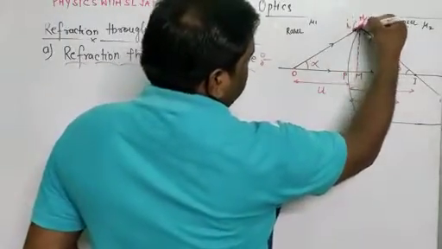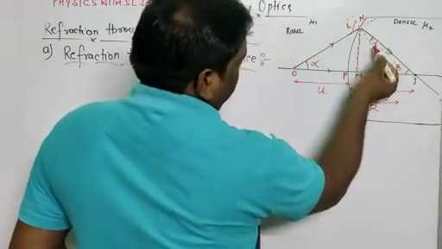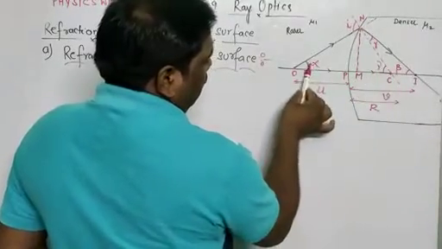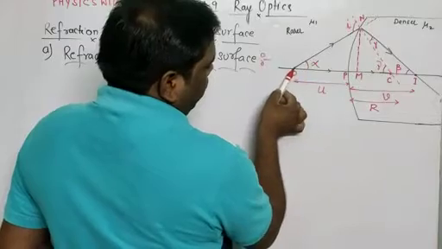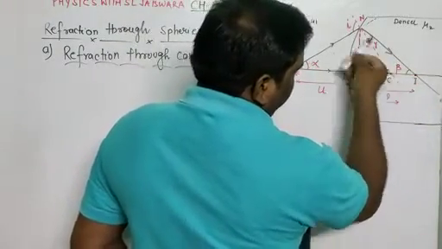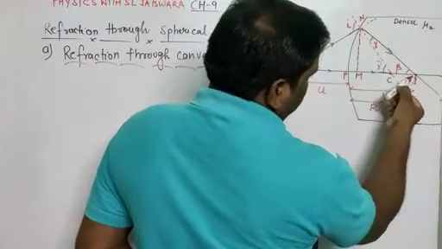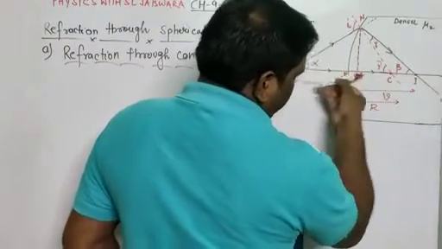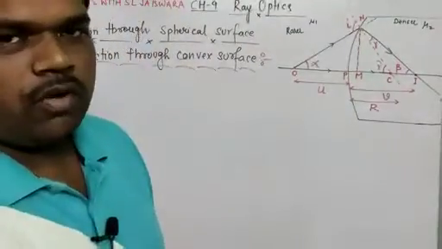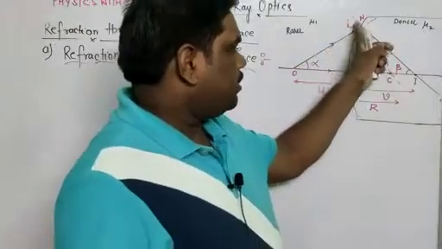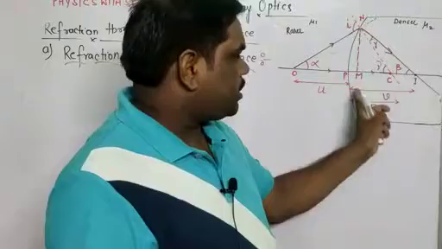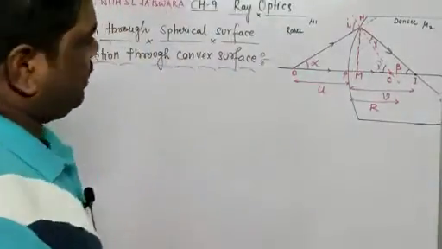See, this is the angle of incidence and this is the angle of refraction. We have taken alpha, beta, gamma. Alpha is the angle made by this point object with the principal axis. Beta is the angle made by this refracted ray or made by this image with the principal axis, and this gamma is the angle formed by the line joining the center of curvature with the principal axis.